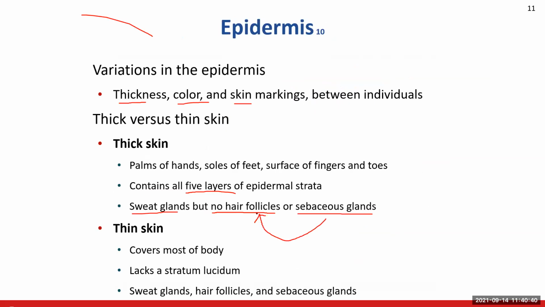So in our thin skin, that's going to be everywhere else: the back of your hands, your arms, scalp, your legs. That's going to cover most of your body, which means we're not going to have a stratum lucidum there, because remember what I said, that layer is only present in thick skin, not thin skin. But in thin skin, we'll have sweat glands, we'll have hair follicles. You don't believe me? Look at the back of your arm. There's hair there, unless you're shaving your arms. But that means you have hair follicles. So therefore, if you have hair follicles, you're going to have sebaceous glands. You have hair follicles, you have sebaceous glands. It's that simple.